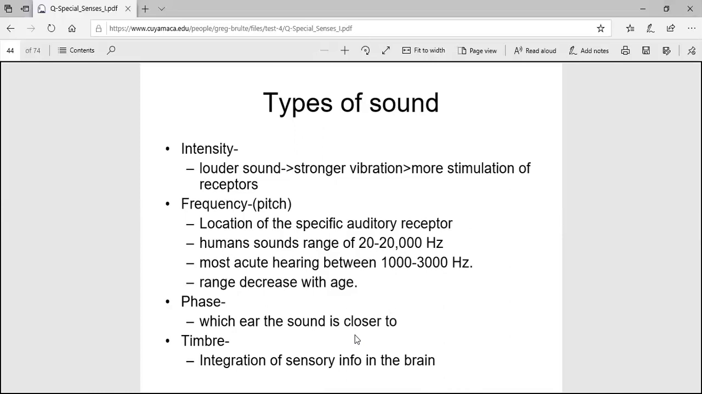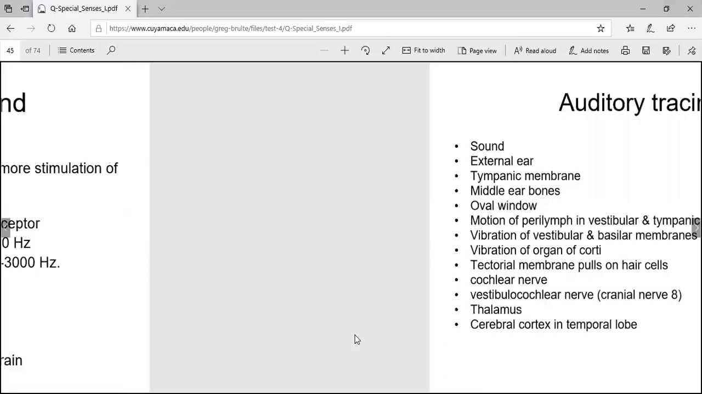Timbre, that's a weird one. It's just kind of like the texture. So if you hit middle C on the piano and then hit that same C note on a violin, you can tell one's a piano, one's a violin, even though it's the same note. So it's kind of like that texture of the note.